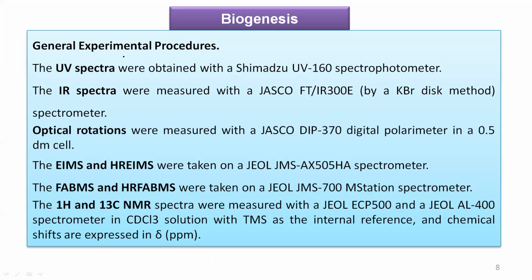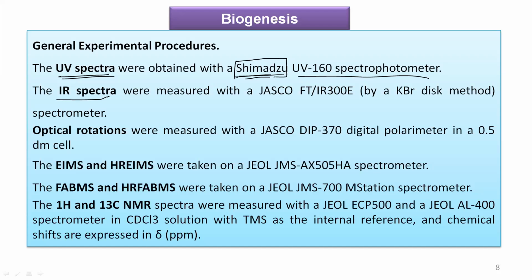Now, the general experimental procedure. First, they have also characterized through UV spectra. This is common for everyone. Shimadzu is a company, the provider of UV spectrophotometers. In our college we have the same type of spectrophotometer. The name of the company is Shimadzu. So this spectrophotometer they have used to characterize it.